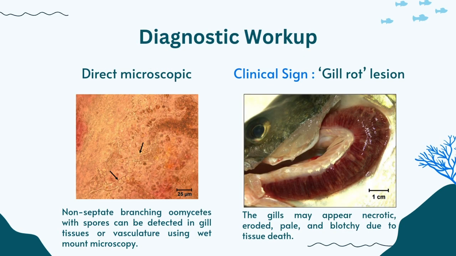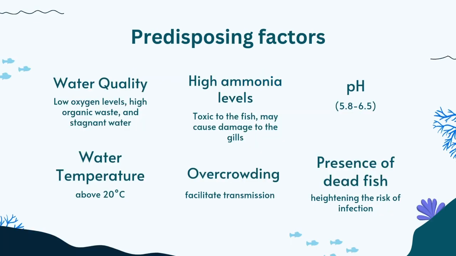Then, how to diagnose this disease? Firstly, we can perform a direct microscopic technique, in which we can observe the non-septate branching of the oomycete with spores. Additionally, we can just observe the gill rot lesion itself. So the gills may appear necrotic, eroded, pale, and blotchy due to the tissue death.